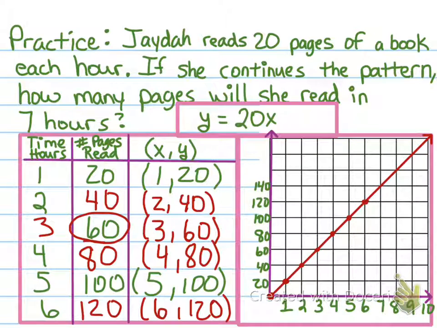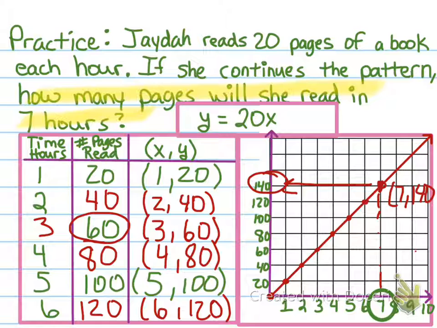Now I can look for the ordered pair that will answer my question. The question is, how many pages will she read in 7 hours? 7 hours is represented by the X value of 7. So if I follow that value up and find where it crosses my line, my multiplicative pattern arrow, I can see that the answer is going to be 140. So this ordered pair, 7, 140, represents my answer to the problem.